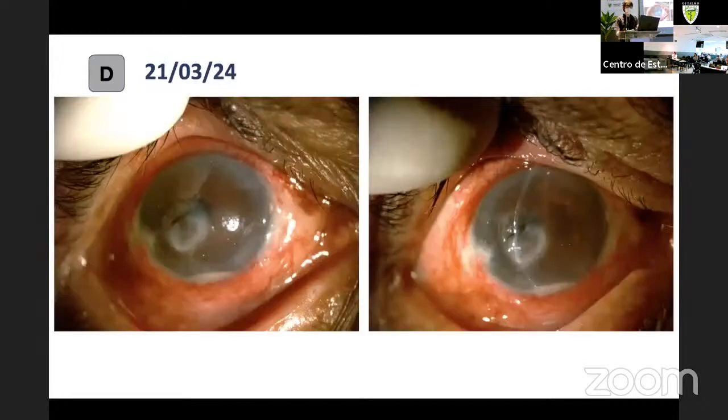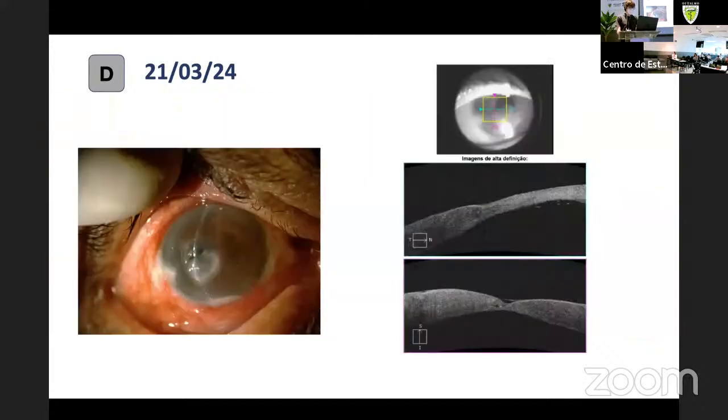Here we have the first photo of our patient. The first photo is from March 21. So we can see here the conjunctival hyperemia of 3+, the corneal thinning, and the hypopyon. And here is an anterior OCT showing the corneal thinning.